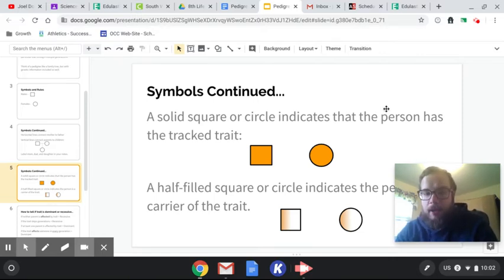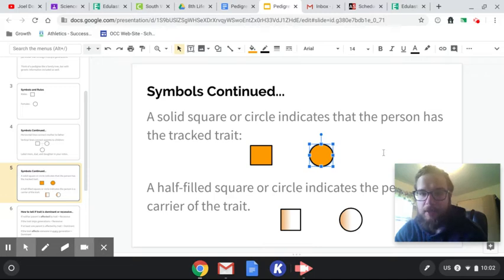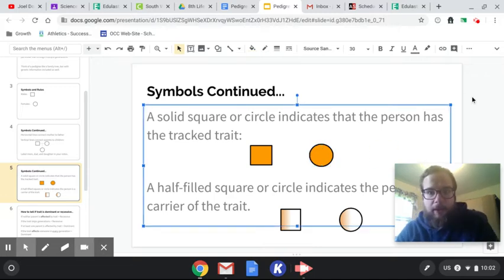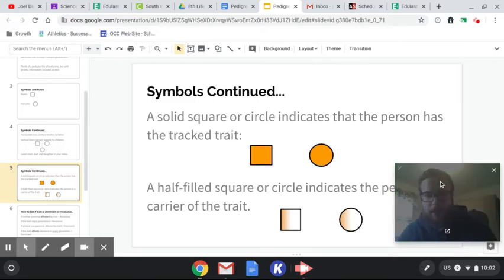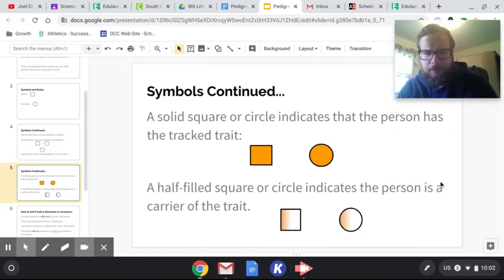If I'm interested in brown hair, any shape in my pedigree that's shaded in, like these two, well, one guy, one gal, then those two would have brown hair. That's what it means by the person has the trait. If you're shaded in, then you've got whatever that pedigree is interested in. A half filled in circle or square indicates that that particular person carries the trait, but they don't have it.